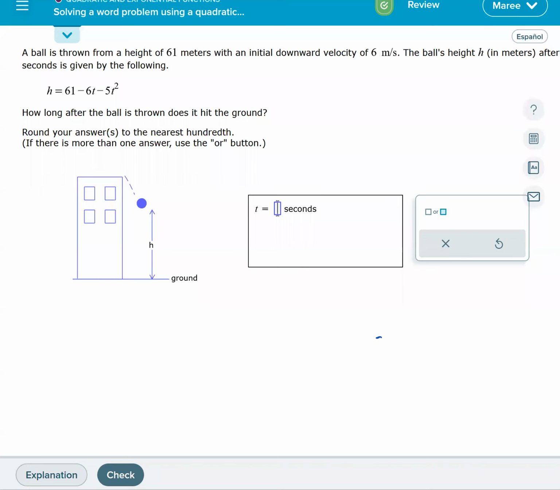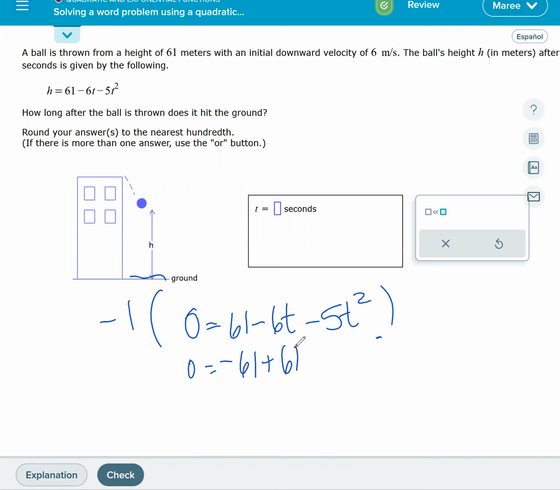How long after the ball is thrown does it hit the ground? When the ball is on the ground, they consider that height equal to 0. So we're going to set h equal to 0. I'm going to times everything by -1, so that I have 0 equals -61 plus 6t plus 5t squared.